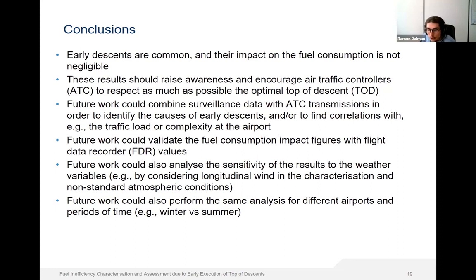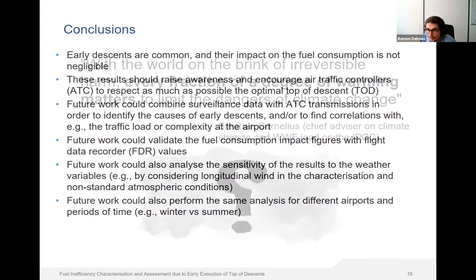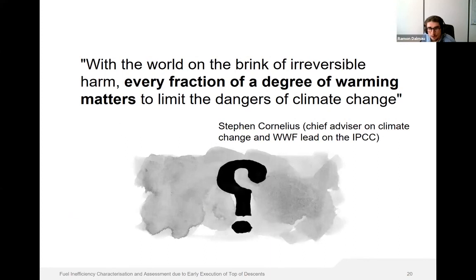Furthermore, future work could validate the fuel consumption impact figures that we found with FDR data and also analyze the sensitivity of the results to weather variables. For instance, by considering the longitudinal wind that was neglected in this study, or also non-standard atmospheric conditions. And finally, future work could also perform the same analysis, but for other airports and for other periods of time, in order to maybe find differences between winter and summer periods. And that's all, and thank you very much for your attention.